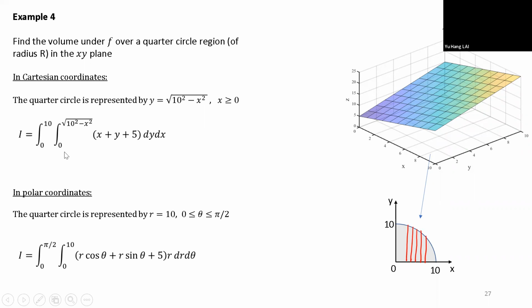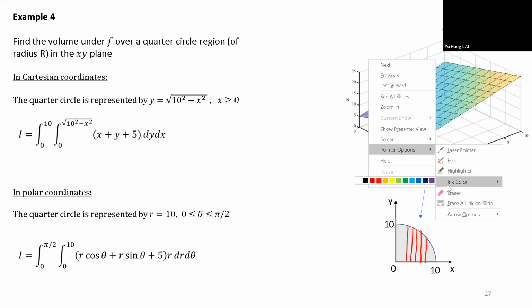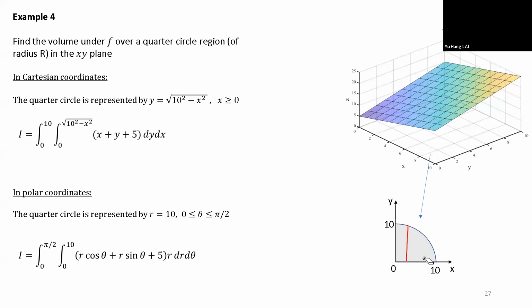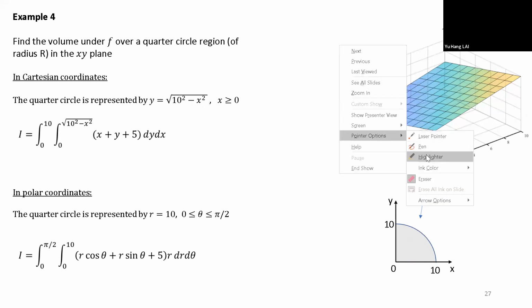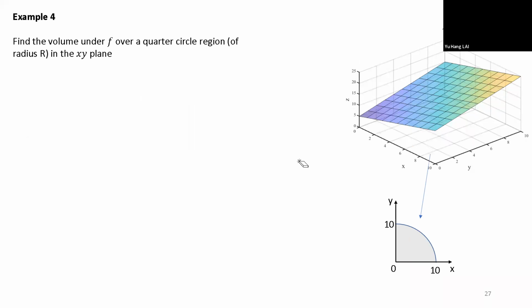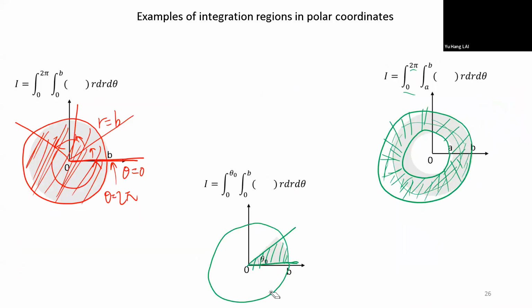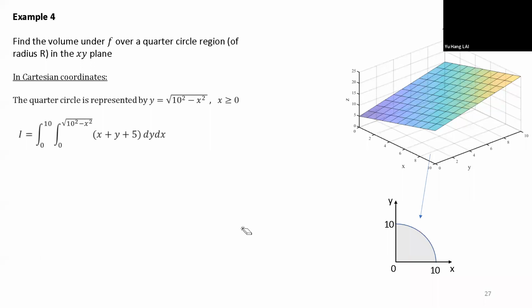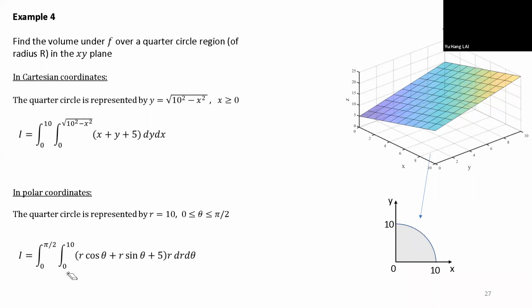Okay. So now in polar coordinates, if I set the limits, basically now you are considering this type of region, from 0 to this line, which is pi over 2. So that's why your integration limits are just from 0 to the radius, and then from 0 to pi over 2.